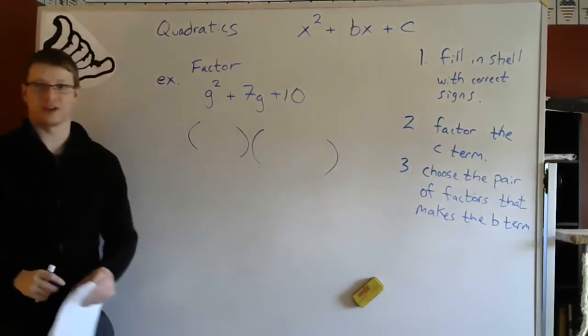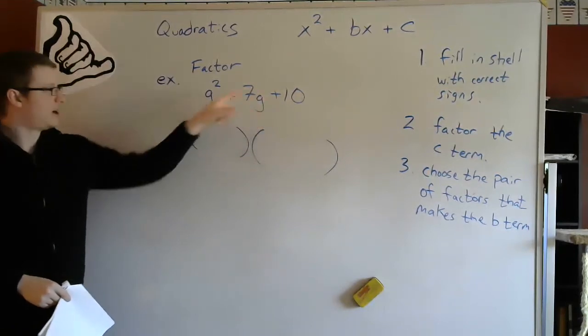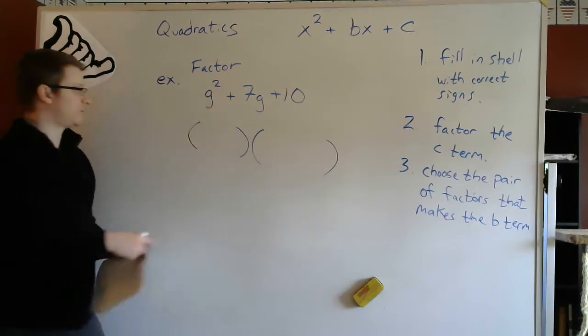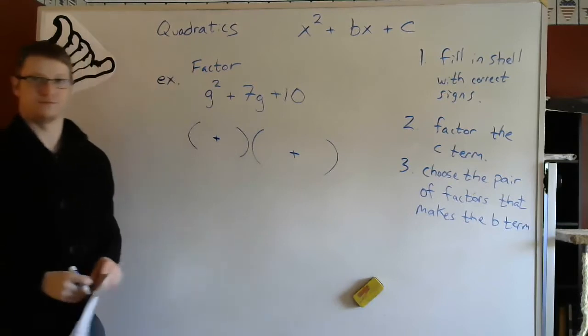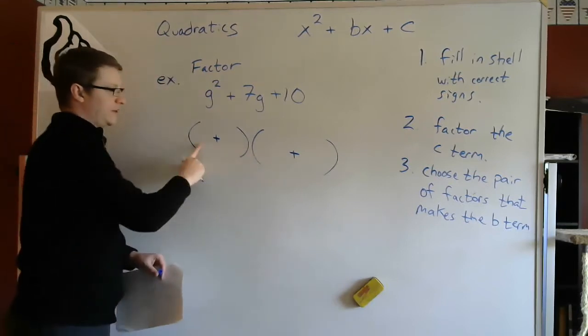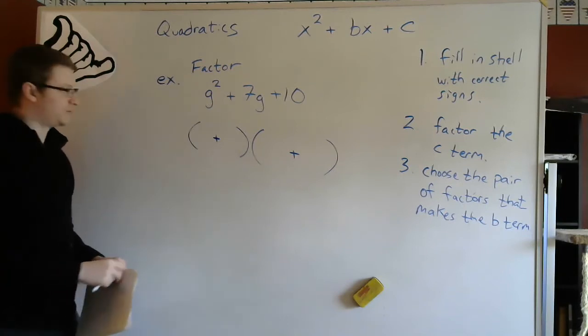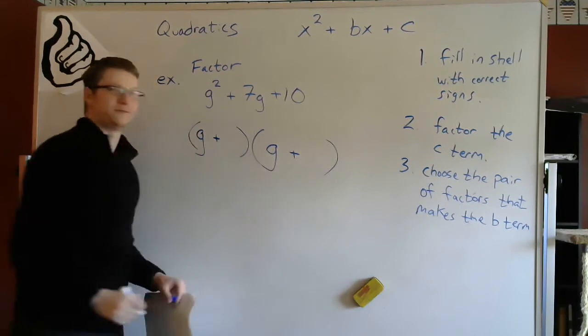Inside my shell, what signs should I have? Since I have a plus sign here, I should have 2 of whatever sign this is. So I'll have 2 plus signs again. At the beginning of each one of these, I want the square root of whatever I've got at the start. So to make g squared, I would have g times g.